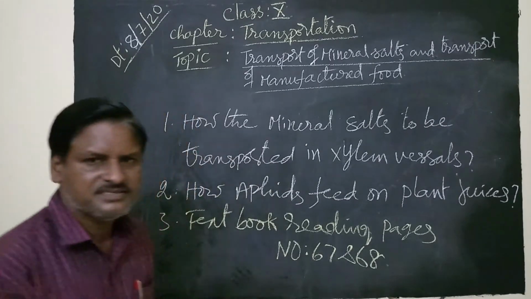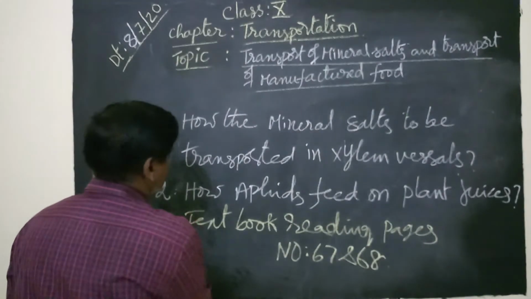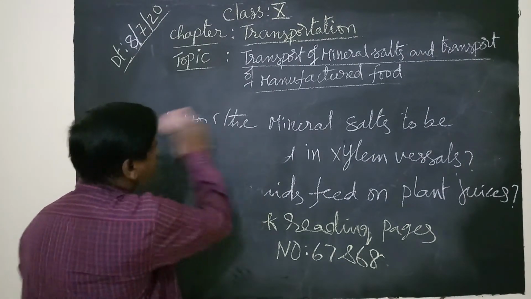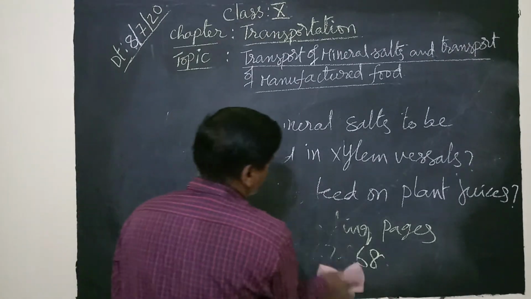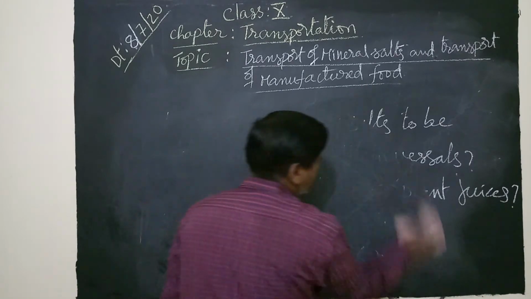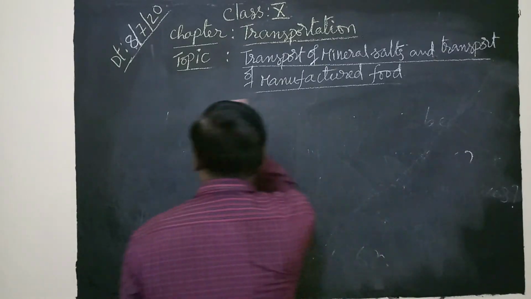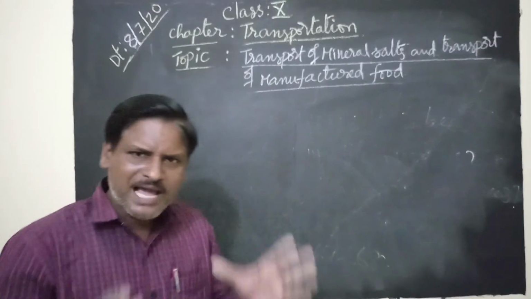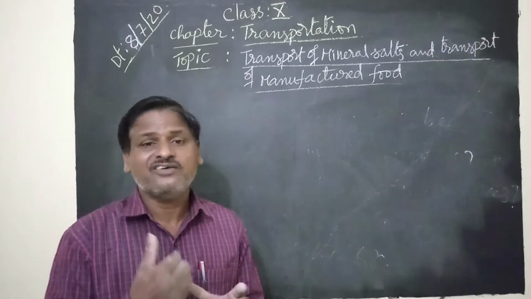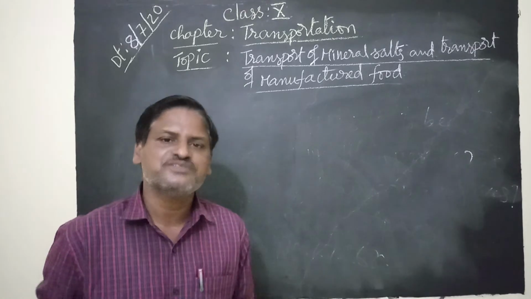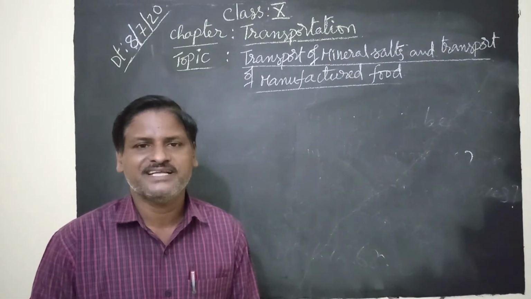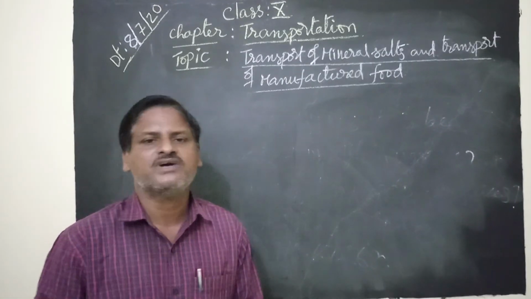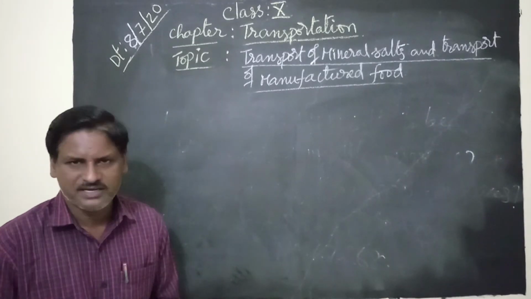So this is the diary, and in the coming class we are going to learn about what happens if you damage the bark of the stem, and how food materials are transported through the phloem. That we are going to learn in the coming class, children.